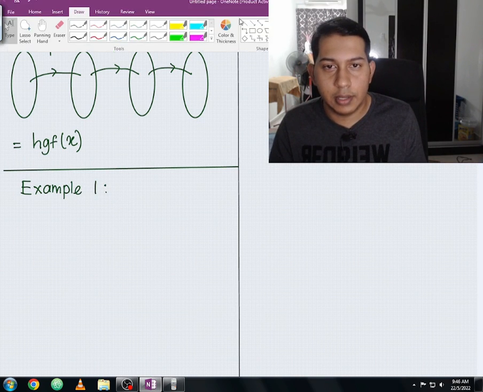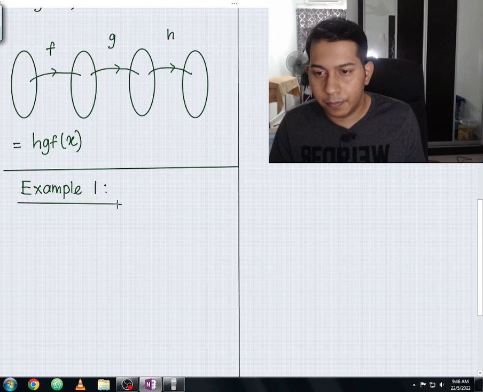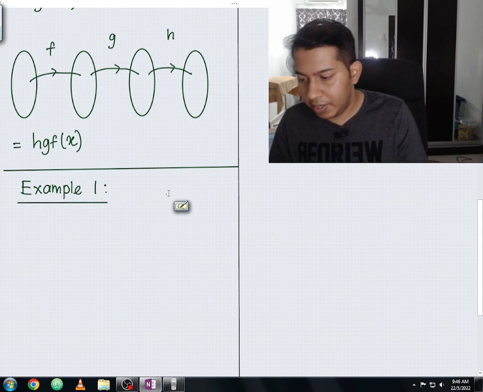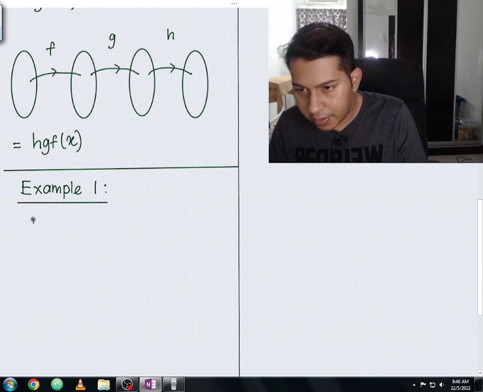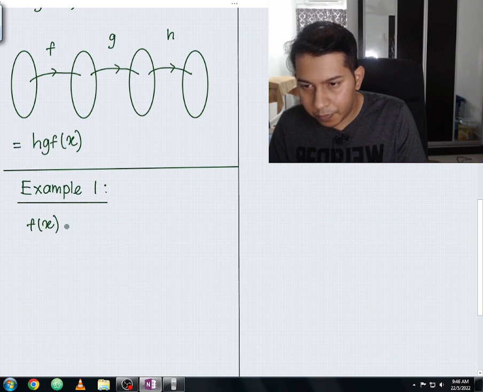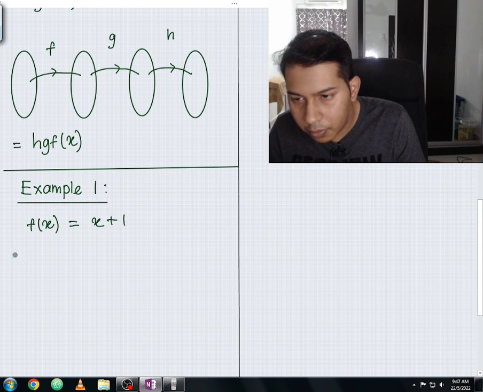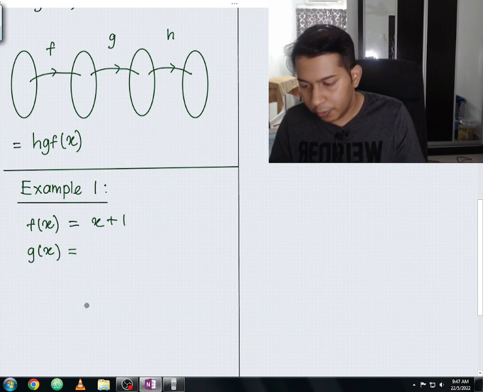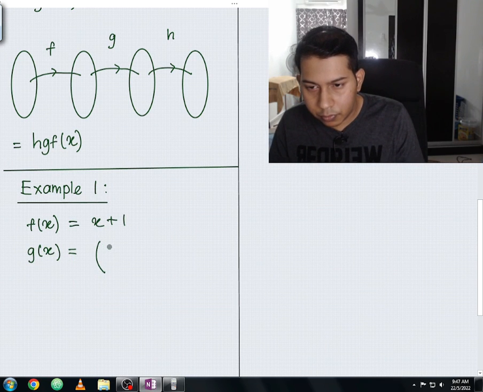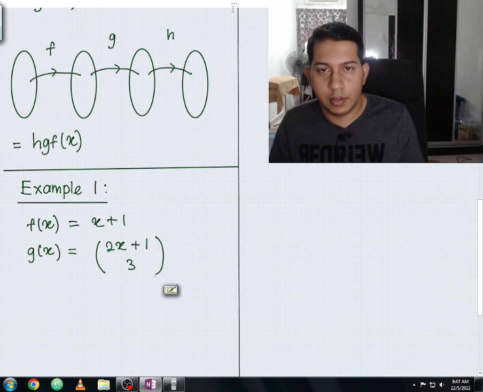So let me underline this. So let's say you have f(x) equals x plus 1, and then you have g(x) equals (2x plus 1) over 3. Let me underline the fraction line.